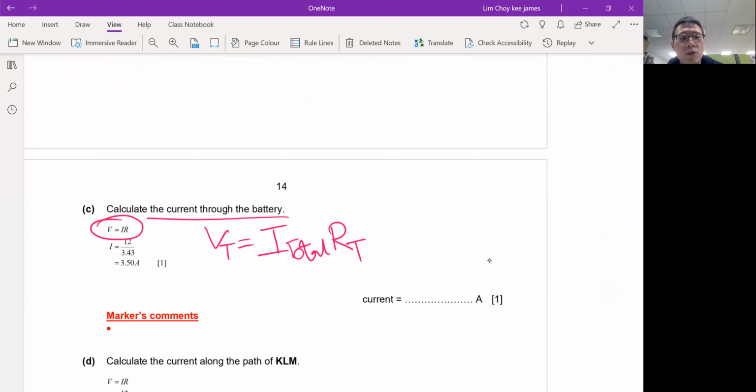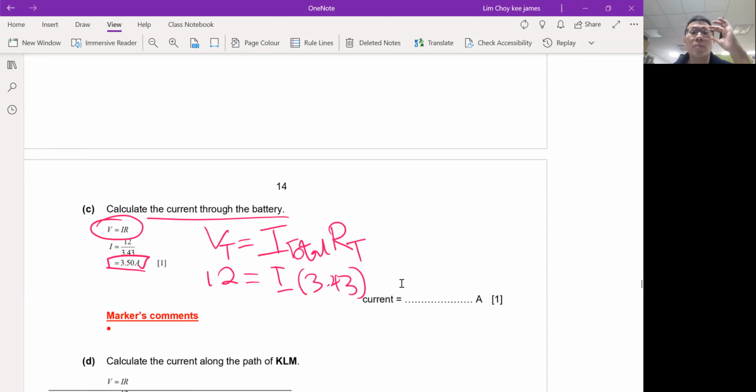The total voltage here that we are looking at is 12 volts, which is the EMF. Total current is what you're supposed to find. RT you found in the previous part, which is 3.43. So the answer will be 3.5. That is the current going through the battery, the total current in the circuit.